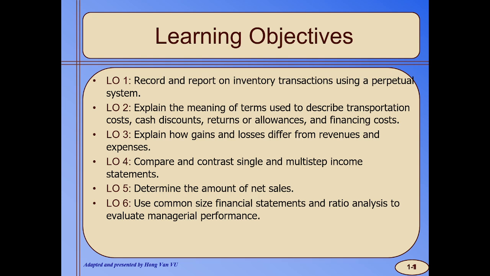So we will look at some of the subjects as follows. We record and report on inventory transactions using a perpetual system. We explain the meaning of terms used to describe transportation cost, cash discount, returns or allowances, and financing costs. We will compare and contrast single and multiple step income statements. And if we have the time, we use common size financial statements and ratio analysis to evaluate managerial performance.